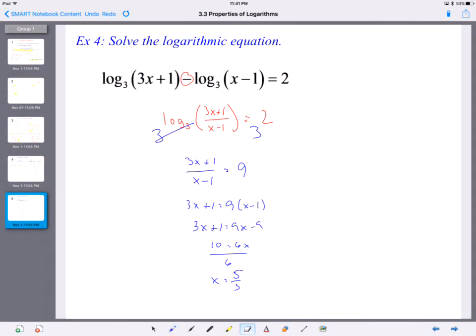And so is this a reasonable answer? Is this an answer that makes sense if we plug it back in? Well, 3x plus 1. If you plug in 5/3, is that going to give you a value that's greater than 0? And it does. It's going to be greater than 0 because it's all positive. But on the other one, you have an x minus 1. If you plug in 5/3, is 5/3 minus 1 going to be greater than 0? Well, yeah, 5/3 is bigger than 1, so 1 2/3 minus 1 would be positive. So it works as well on that one. So you're plugging it back into the logarithm to see if that value is greater than 0. So x equals 5/3 is our final answer.